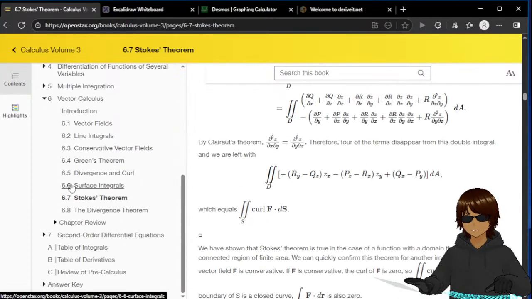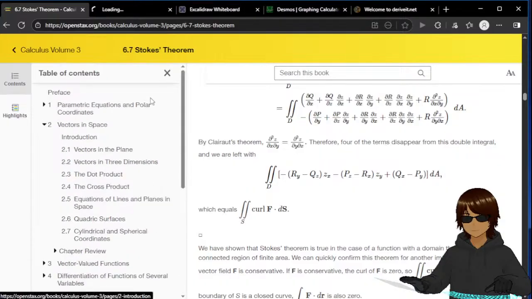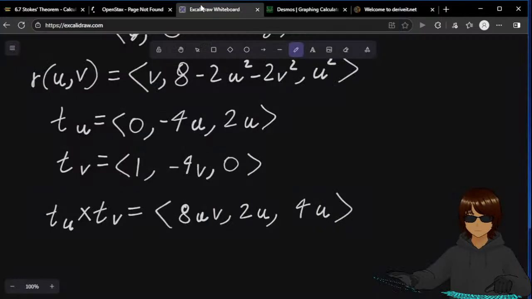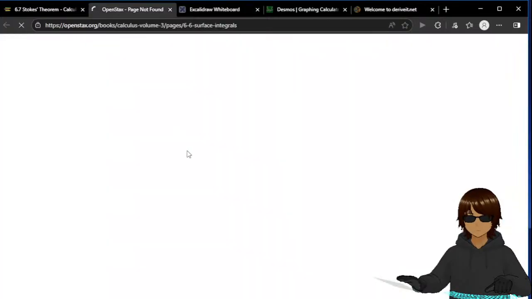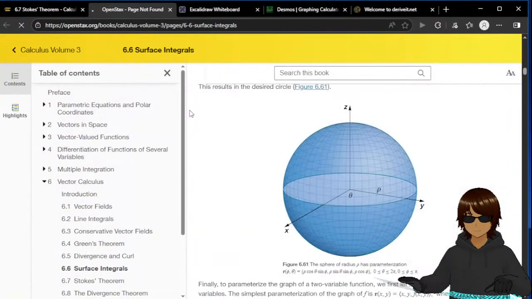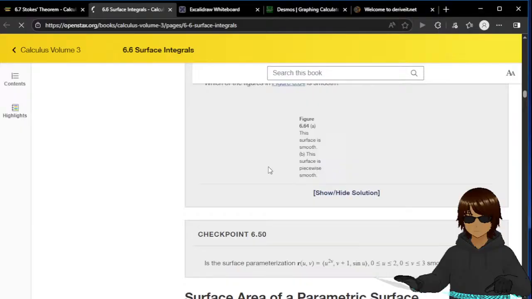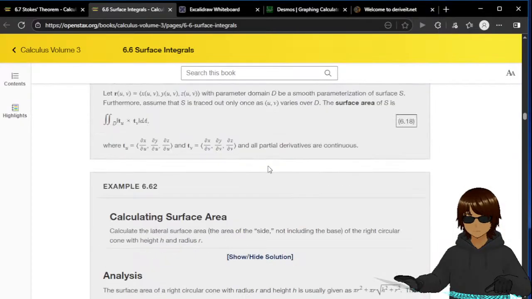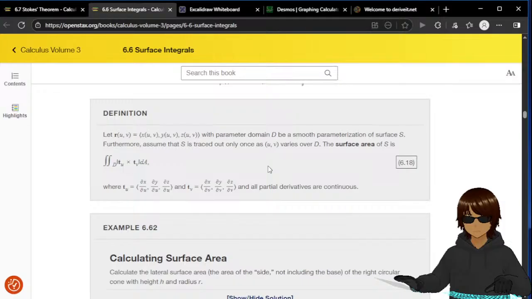And let me look at the surface integral topic again. Surface area.